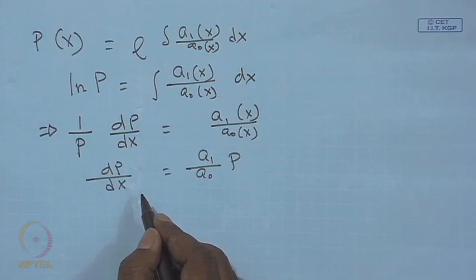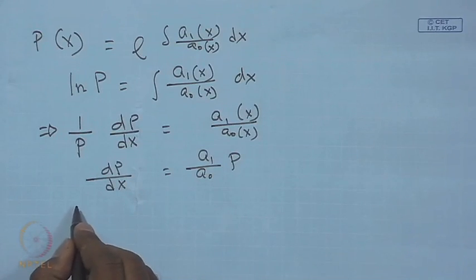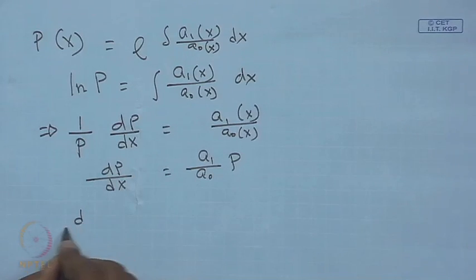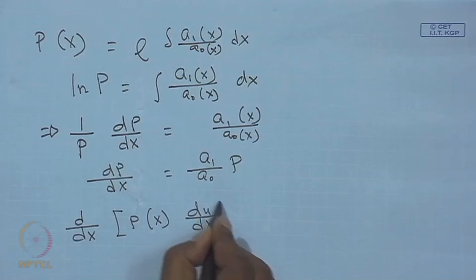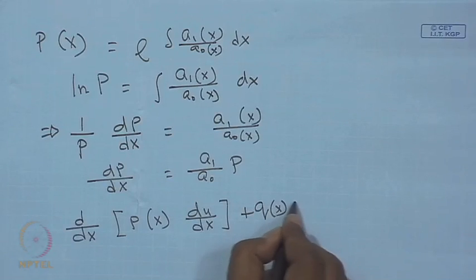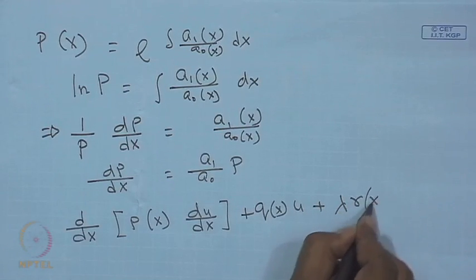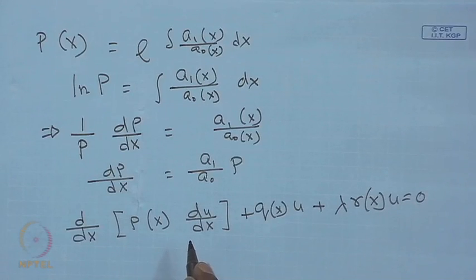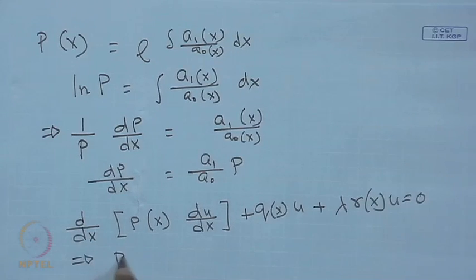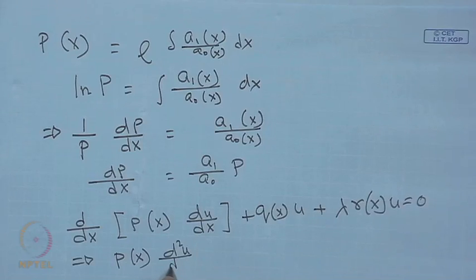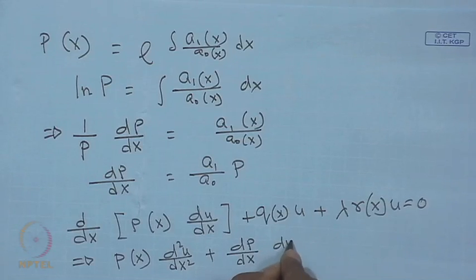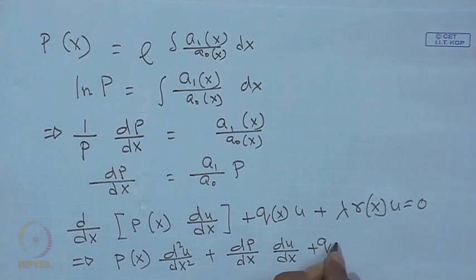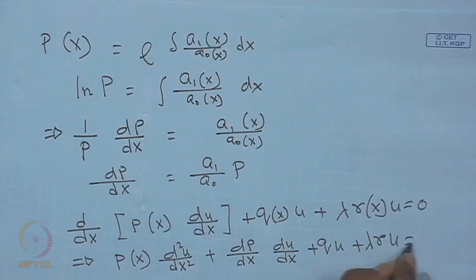Now, if we put these values into the governing equation, d dx of p of x du dx plus q of x u plus lambda r of x u is equal to 0. Now, what we are going to do? We open this equation up, that means we differentiate this part. So, this becomes p of x d square u d x square plus dp dx du dx plus q u plus lambda r u is equal to 0.